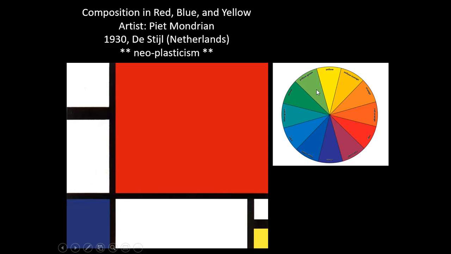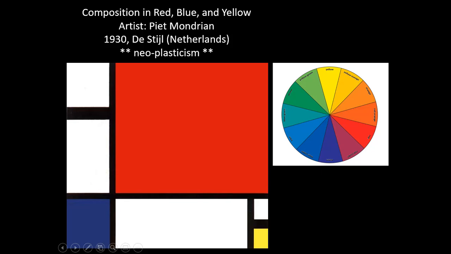Now, then you might be thinking, well, what about yellow-green and this blue-green? Those are called tertiary colors. Tertiary colors are mixed by putting together a secondary and a primary. So yellow is primary, green is secondary, and together they make a tertiary yellow-green. Again, you don't need to know that.